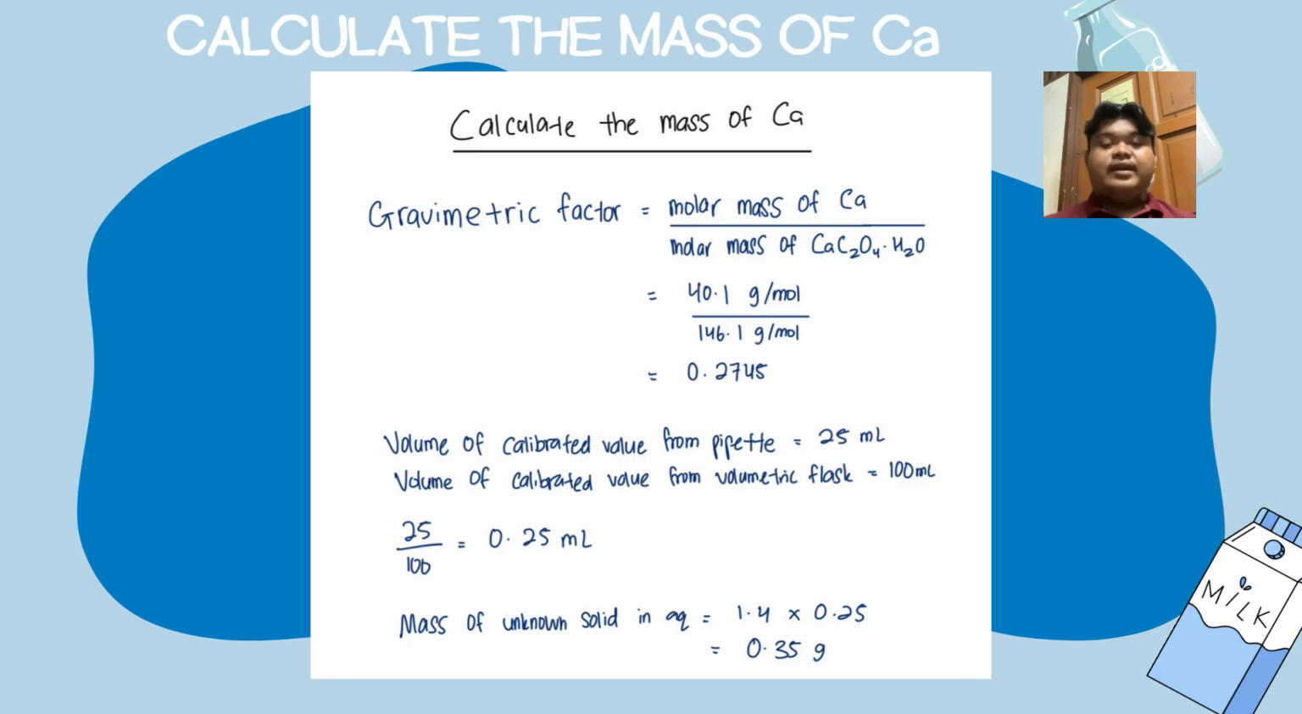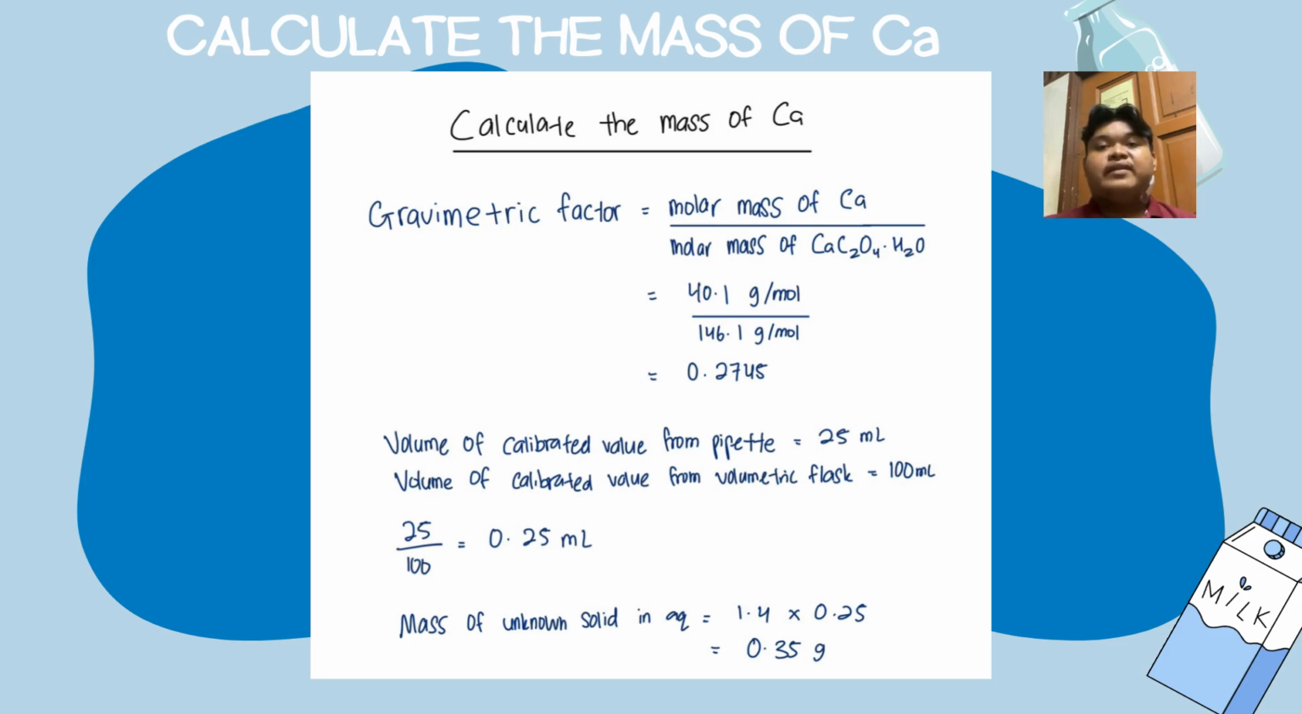Then we have the calculation of the mass of calcium. The formula for this calculation is: gravimetric factor is equal to molar mass of calcium divided by the molar mass of calcium oxalate monohydrate, which is 40.1 grams per mole divided by 146.1 grams per mole, that equals 0.2745. Then we have the volume of calibrated value from pipette, which is 25 milliliter, and the volume of calibrated value from volumetric flask, which is 100 milliliter.